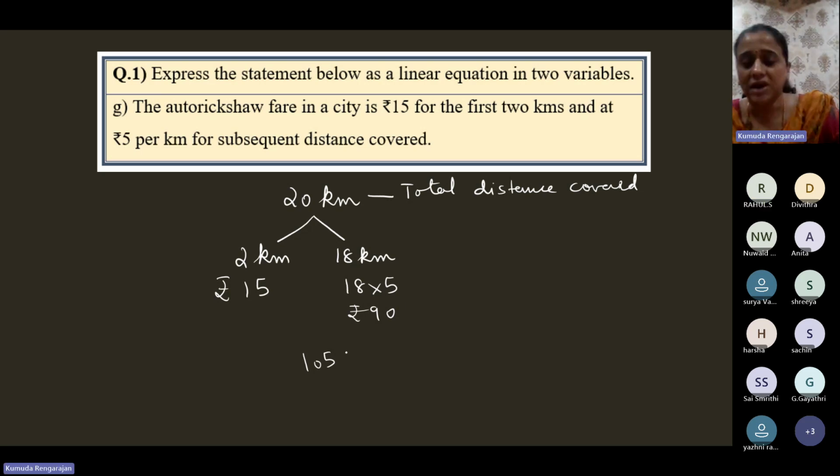So if you travel 20 kilometers, you have to pay 15 rupees for the first 2 kilometers. And for the remaining distance, which is 18 kilometers, you will have to pay at the rate of 5 rupees per kilometer. So this is how you will be calculating. 18 into 5, 90. And for the first 2 kilometers, 15 rupees. So 90 plus 15, 105.